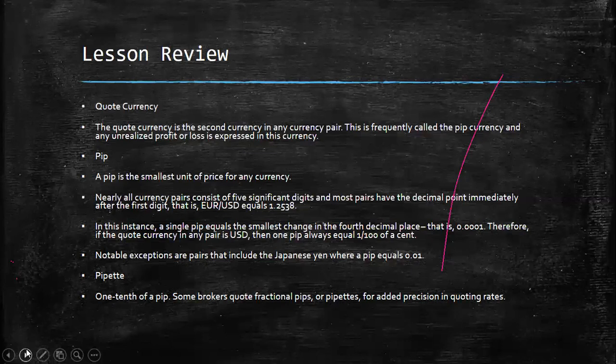Nearly all currency pairs consist of 5 significant digits, and most pairs have the decimal point immediately after the first digit, like euro USD equals 1.2538. In that instance, a single pip equals the smallest change in the 4th decimal place. Therefore, if the quote currency is USD, then 1 pip is usually equal to 1/100th of a cent. Notable exceptions are pairs that include the Japanese yen, where the pip equals 0.01.